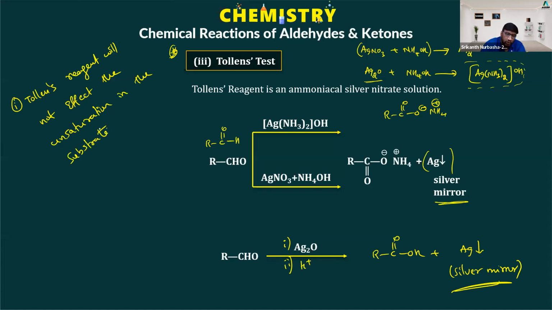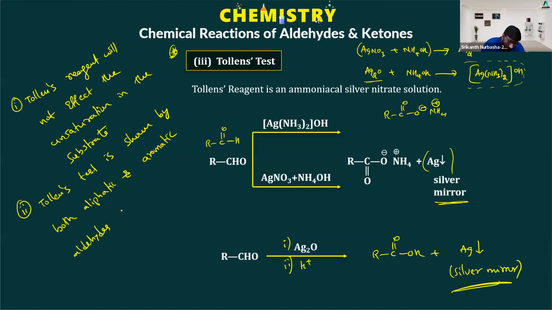Second point, using Tollens reagent I can distinguish between aldehydes and ketones, but the Tollens test will be shown by both aliphatic and aromatic aldehydes. Thus, you cannot distinguish between aliphatic and aromatic aldehydes. Second point, the Tollens test is shown by both aliphatic and aromatic aldehydes, and not by ketones.